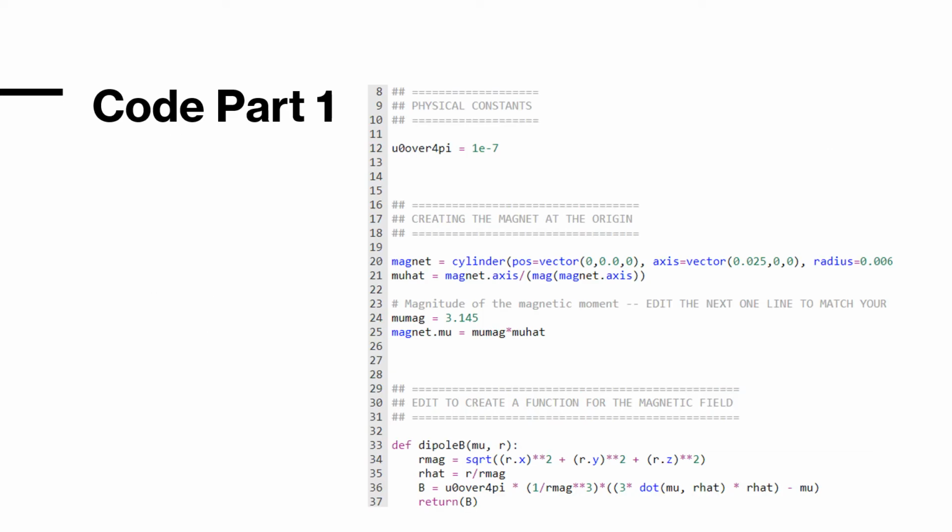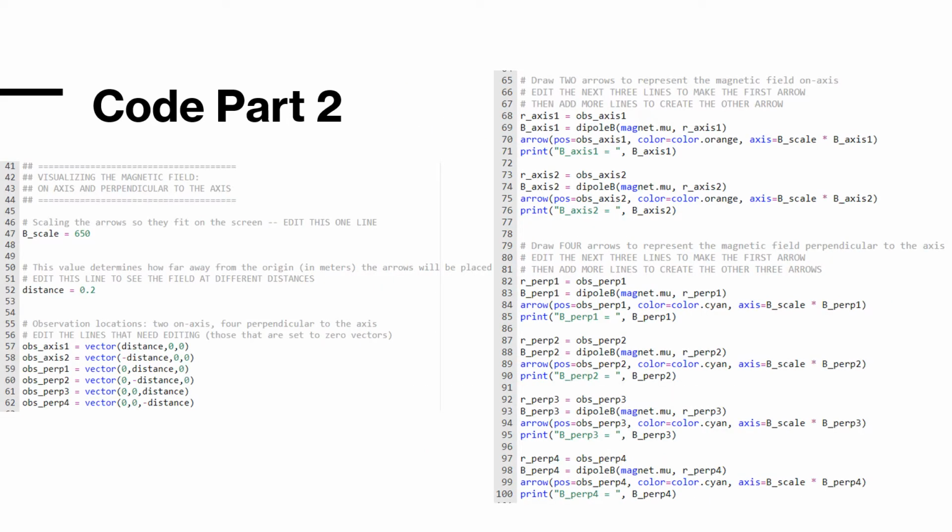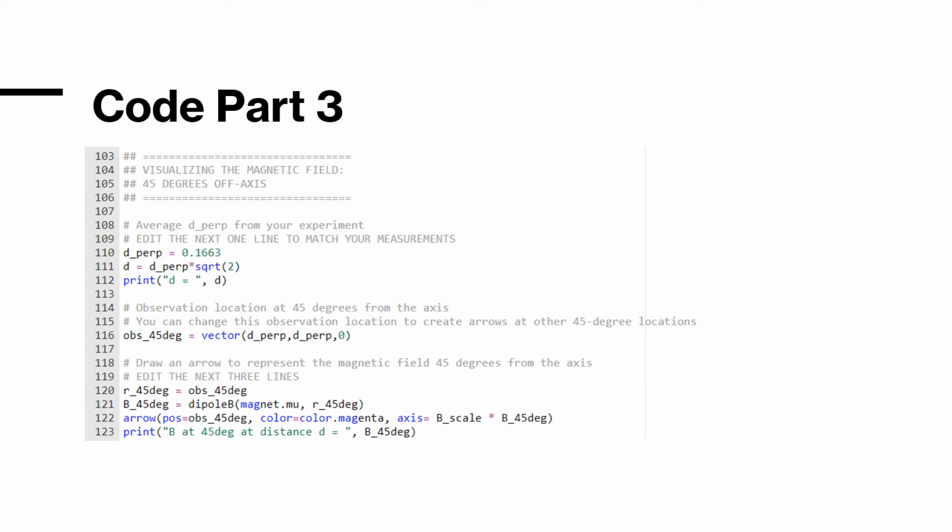First we have our magnitude of the magnetic moment, and then at the bottom we have a function for the magnetic field. Here's the second part of this code. Basically it just makes all of the arrows that you saw on our model earlier in the slides. Here's the last part of my code. It creates the 45-degree off-axis arrow in our model.